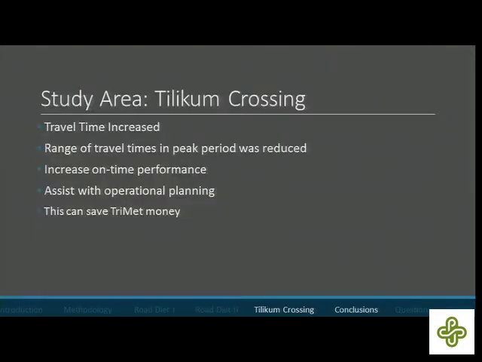So for the Tilikum crossing, using this methodology, you can show that travel times increased, but that the range of travel times was sharply reduced. And this increases on-time performance, the ability to plan, and overall will reduce costs. And that is a main goal when you're trying to run a transit network: you want to make sure that costs are low and you're getting to where you say you're going to be when you say you're going to be there.